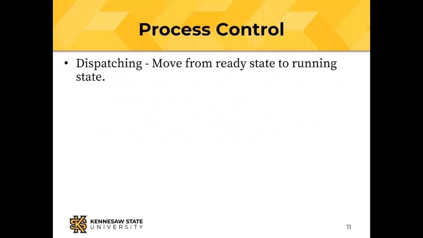Dispatching is moving a process from the ready state to the running state. And the operating system's dispatcher will usually have a queue of processes in the ready state, more than one process that could run. And so it's the job of the dispatcher to pick which process is going to run next and assign it to a CPU.